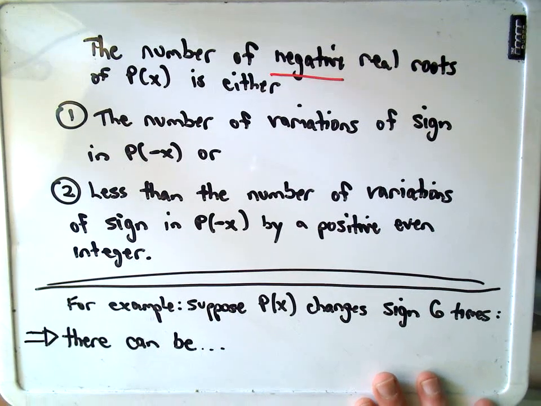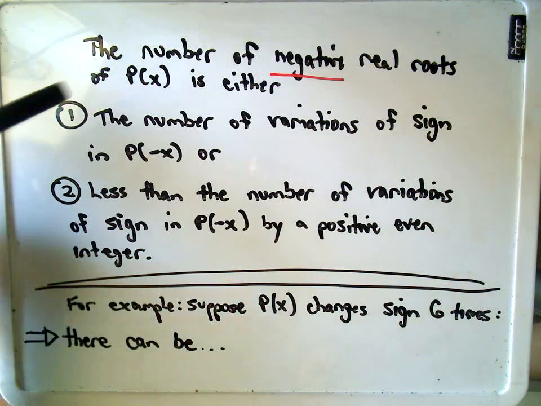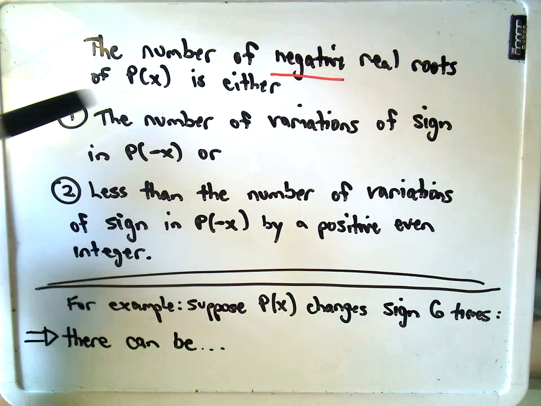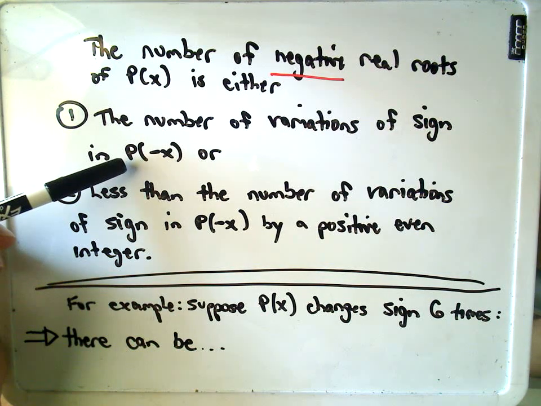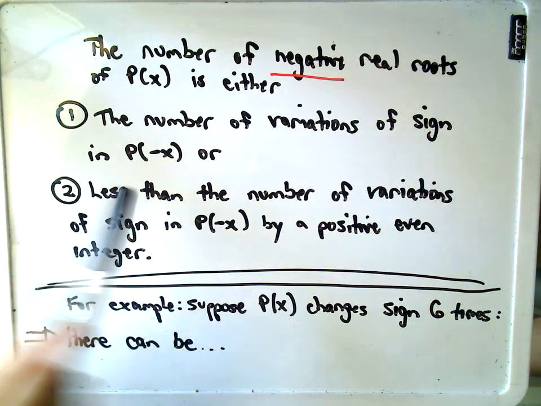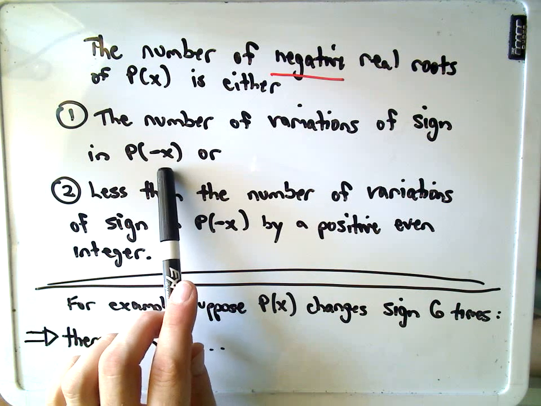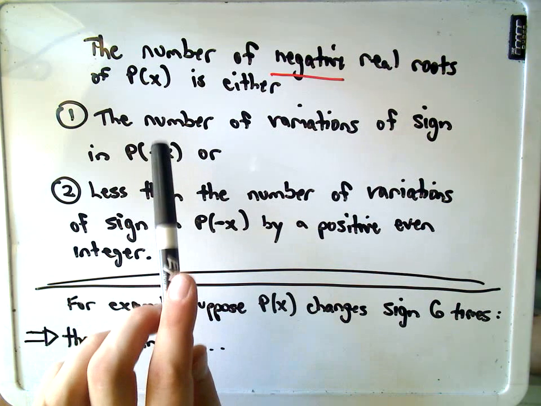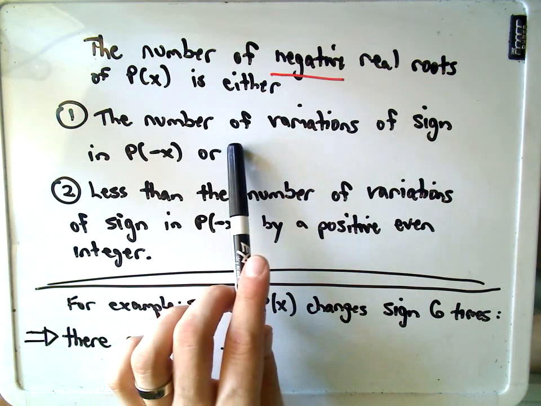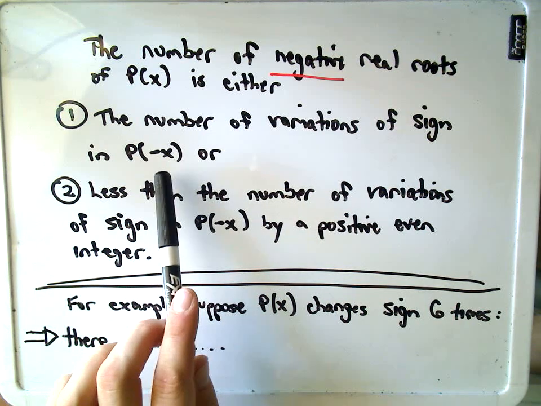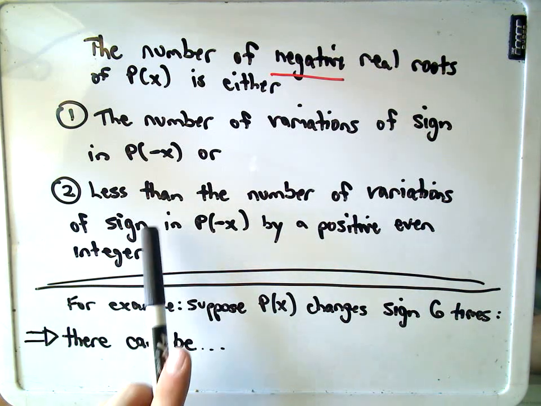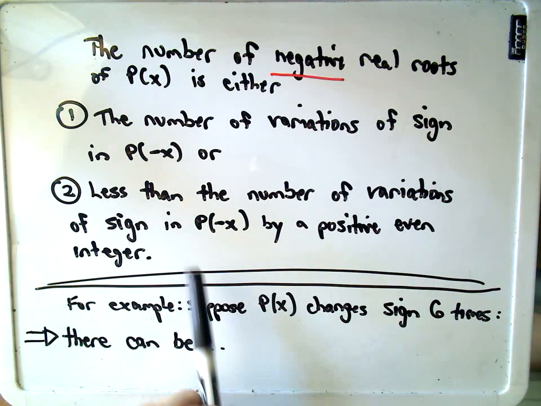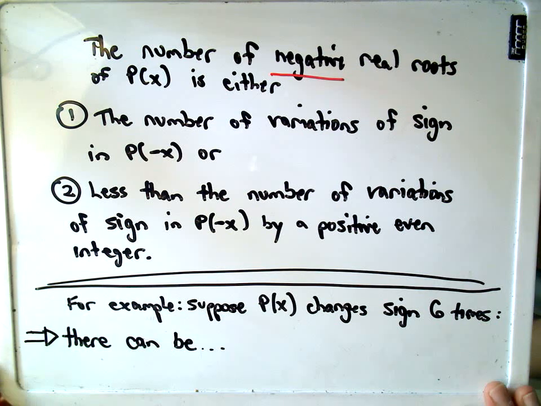To get the number of negative real roots of the original polynomial p of x, we are getting information about the original one, but we actually have to look at a slightly modified version of that polynomial. What we do is, everywhere there's an x, we plug in negative x. It says the number of negative real roots of p of x is going to be very analogous. It's going to be the number of variations of sign in this new polynomial, p of negative x, or it's going to be less than the number of variations of sign in p of negative x by a positive even integer. Whew. Okay, it sounds worse than it is.